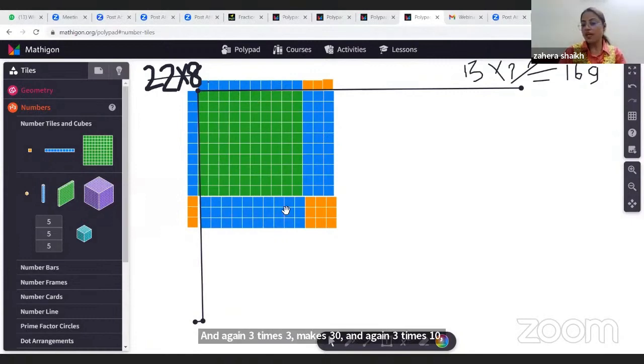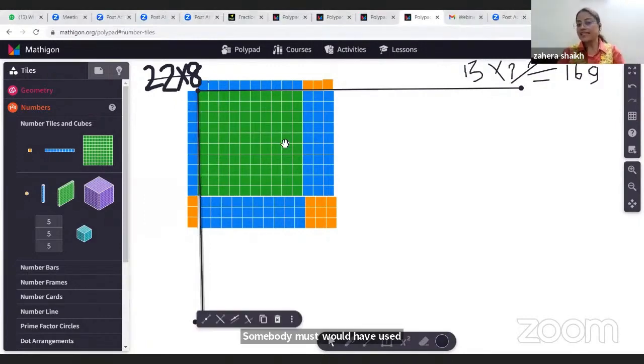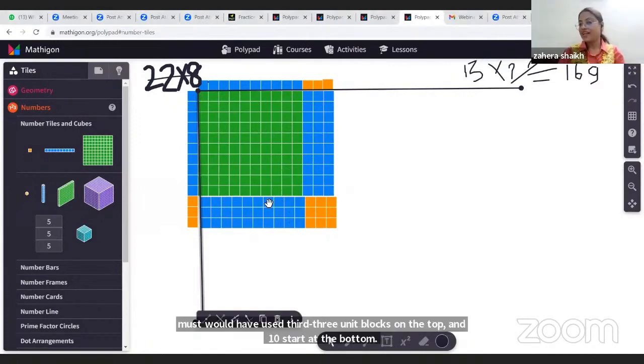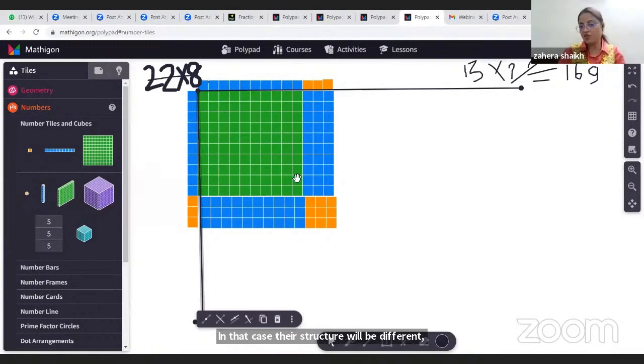So this is the visualization and understanding of the child, and do ask for the reasoning, how they did it and what strategy they have used. Maybe in your class, some child has used 10 and 3. Somebody would have used three unit blocks on the top and 10 stick at the bottom. In that case, their structure will be different, right? It will not look similar to this area, right? There you will have the opportunity to talk to the children about this number, and they have the opportunity to think, visualize, see, talk, and experiment with these numbers, right?